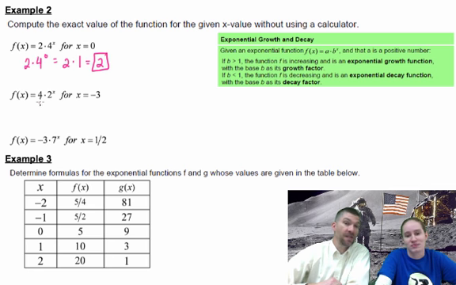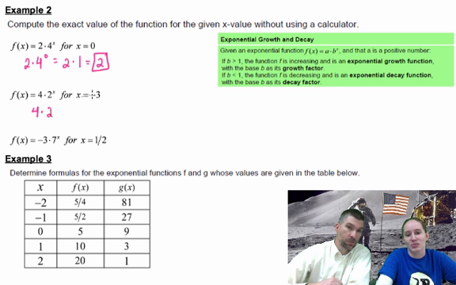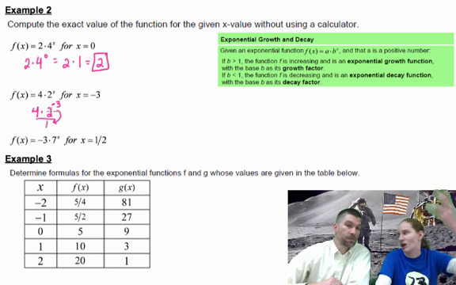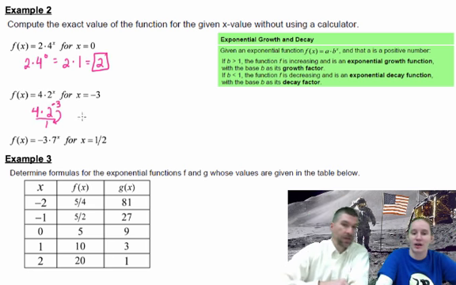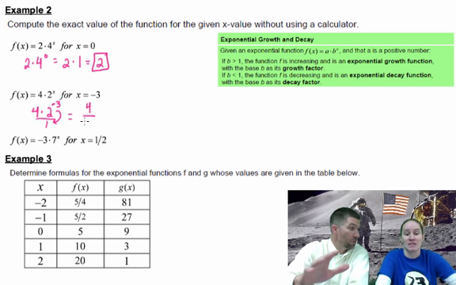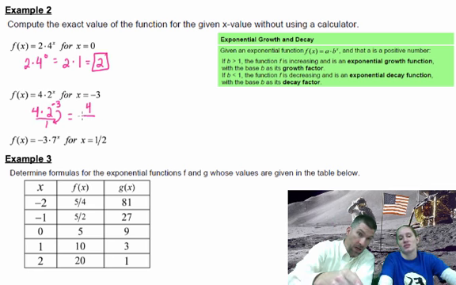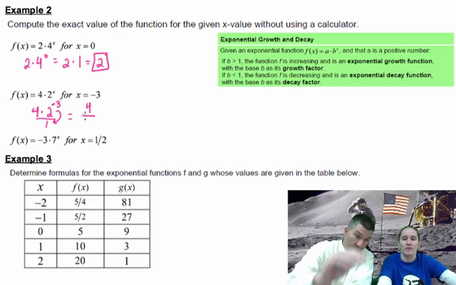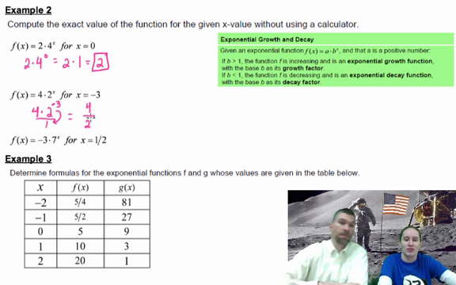Let's try another one. Let's do 4 times 2 to the x, and we're going to put -3 there. Oh no, a -3. Well, let's review what we do with negative exponents. If they're on top, we move them to the bottom. If they were on the bottom, we'd move them up to the top. The 4 is fine, it doesn't have to move. The -3 is just for the 2. So the 2 cubed gets moved down to the bottom.